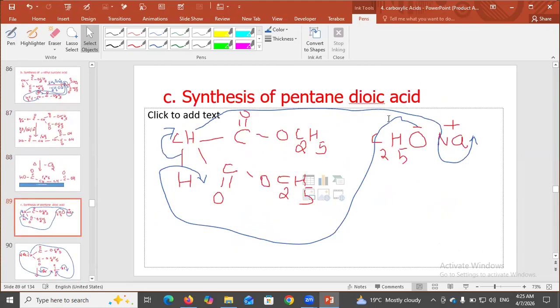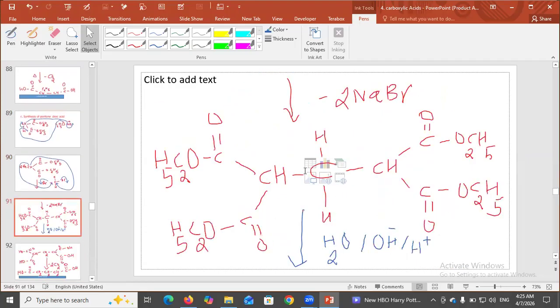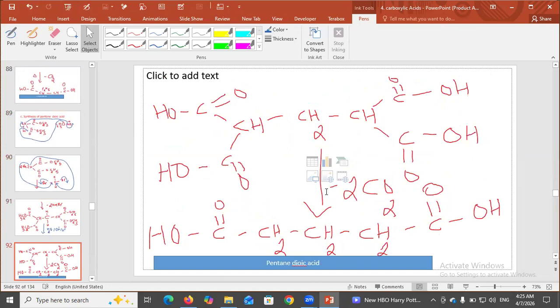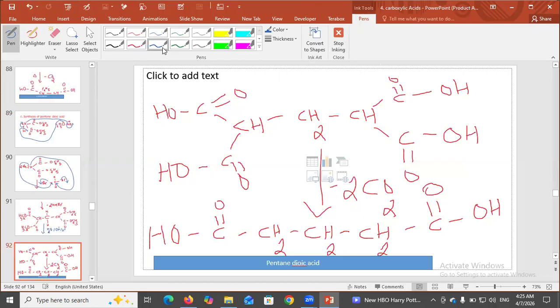Synthesis of pentanedioic acid. Malonic ester treated with sodium hydroxide, and again treated with this haloalkane, and hydrolyze, produces this product, and again heat it, produces this pentanedioic acid.